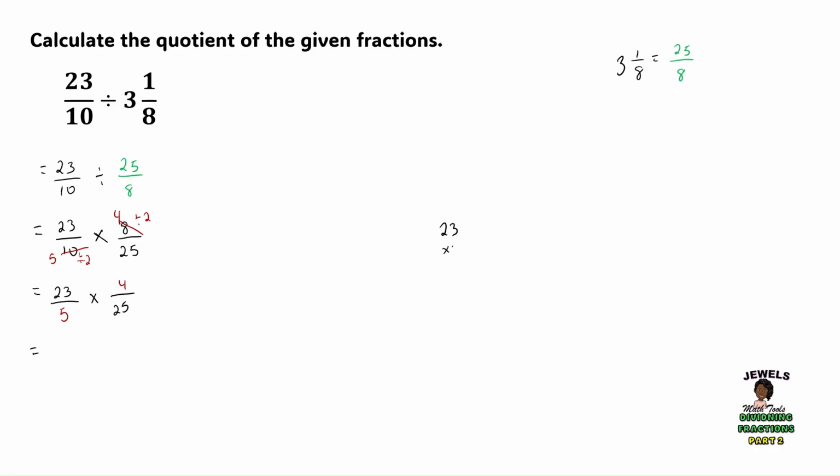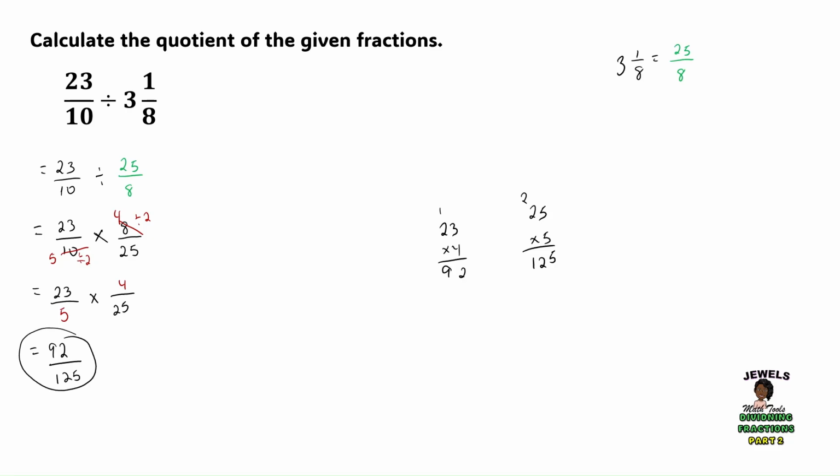So 23 will be multiplied by 4. 4 times 3 is 12. We'll carry our 1. 4 times 2 is 8, plus 1 will equal 9. So we have 92 in our numerator. And then we're multiplying our 25 times 5. 5 times 5 is 25. We'll carry our 2. 5 times 2 is 10, plus 2 will equal 12. And that's 125.